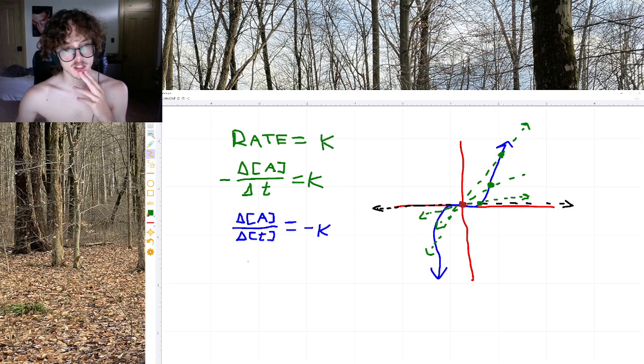Now, I know that can be a little hard to wrap your head around. You're like, well, how can it be 0? It's not 0. It's just so incredibly small. It's such a small change in time.